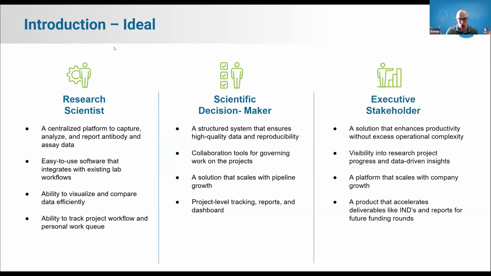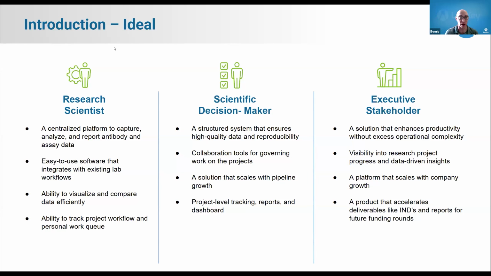And the last level in general that we're talking about is some executive stakeholder level, senior vice president of research, C-level kinds of people. What they need is obviously going to be very different than what the bench scientist, research scientist needs. What those executive stakeholder level people need is a solution that enhances productivity without excess operational complexity, meaning it doesn't add a bunch of extra burden. It improves productivity. Visibility into that research project progress, and some of the data-driven insight. Sometimes that's going to actually be raw analyses, and other times it's more about the state of those projects.